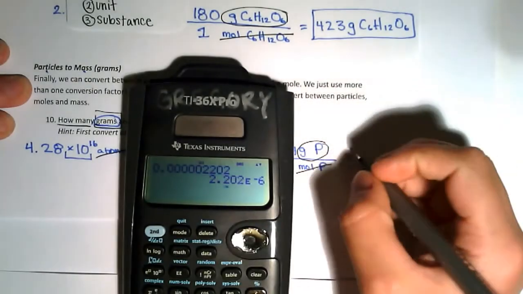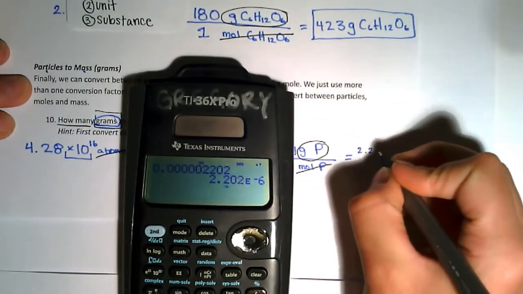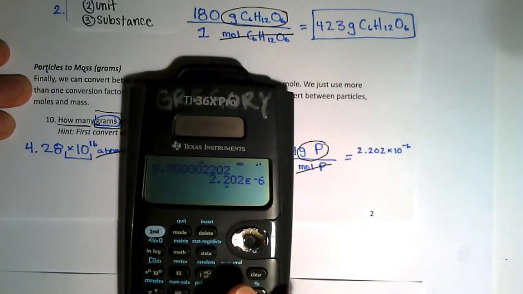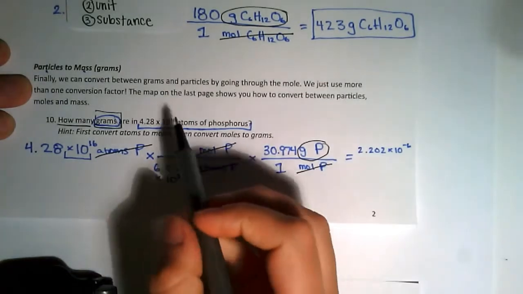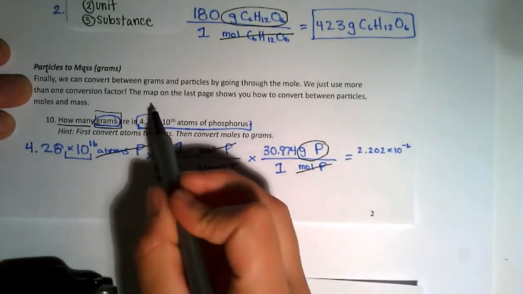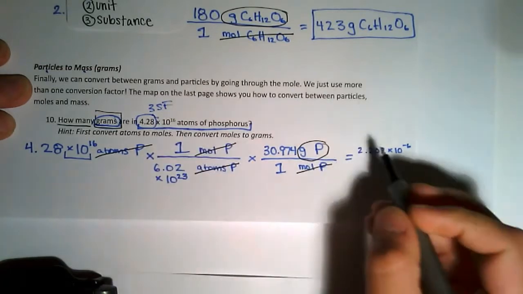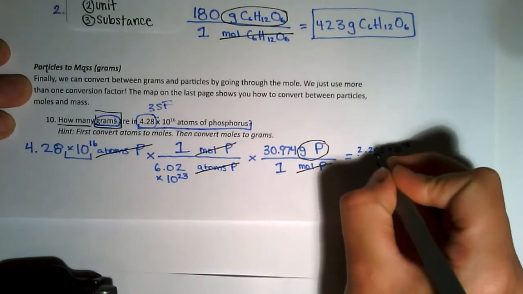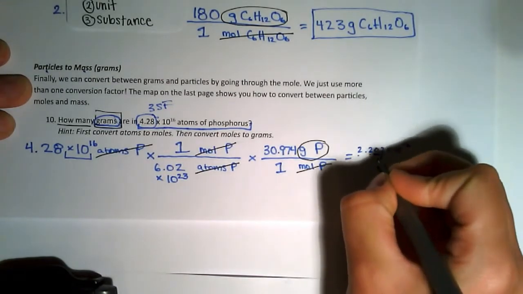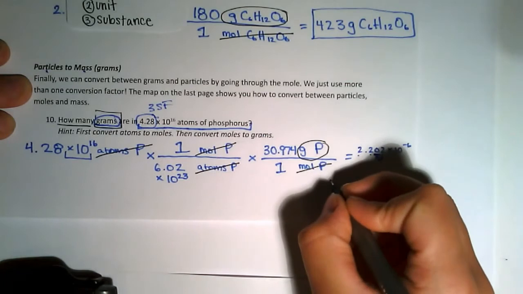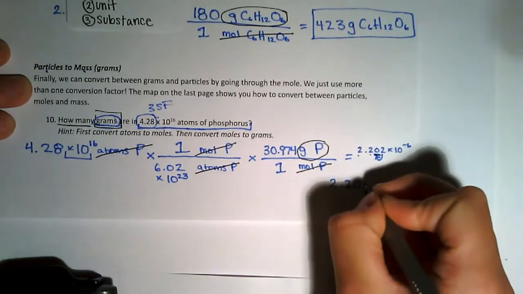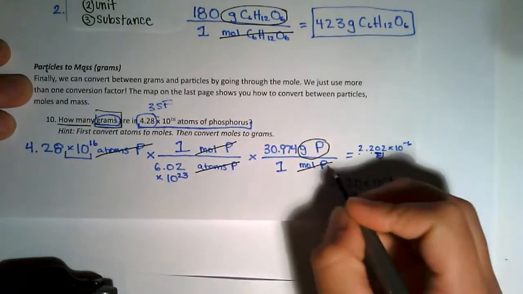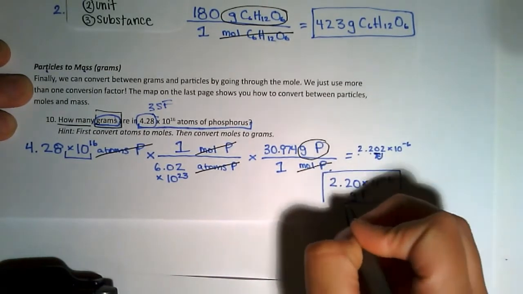So this is 2.202 times 10 to the negative 6. But I need to look back at my problem to know how many significant figures I can have. This value has 3 significant figures, so I need to round my answer to 3. I have 1, 2, 3, 4 right now, so I need to round to this decimal place. The 2 is going to make the 0 stay a 0 and round down. So 2.20 times 10 to the negative 6th, and my units are grams of phosphorus. Box that answer in.